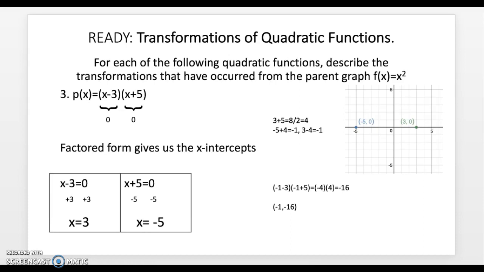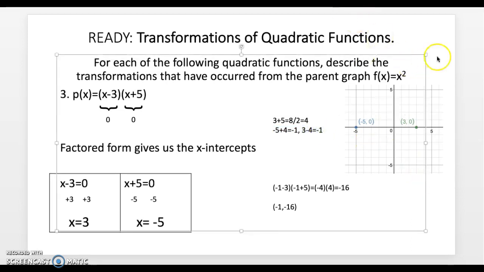We can either do that algebraically by doing 3 plus 5 equals 8. That's the full distance between them. Then divide by 2. That is the distance to the halfway point. It's 4. And then we add 4 to -5 because we're going to the right in that direction. And that gives us -1. Or we subtract 4 from 3 and also get -1.